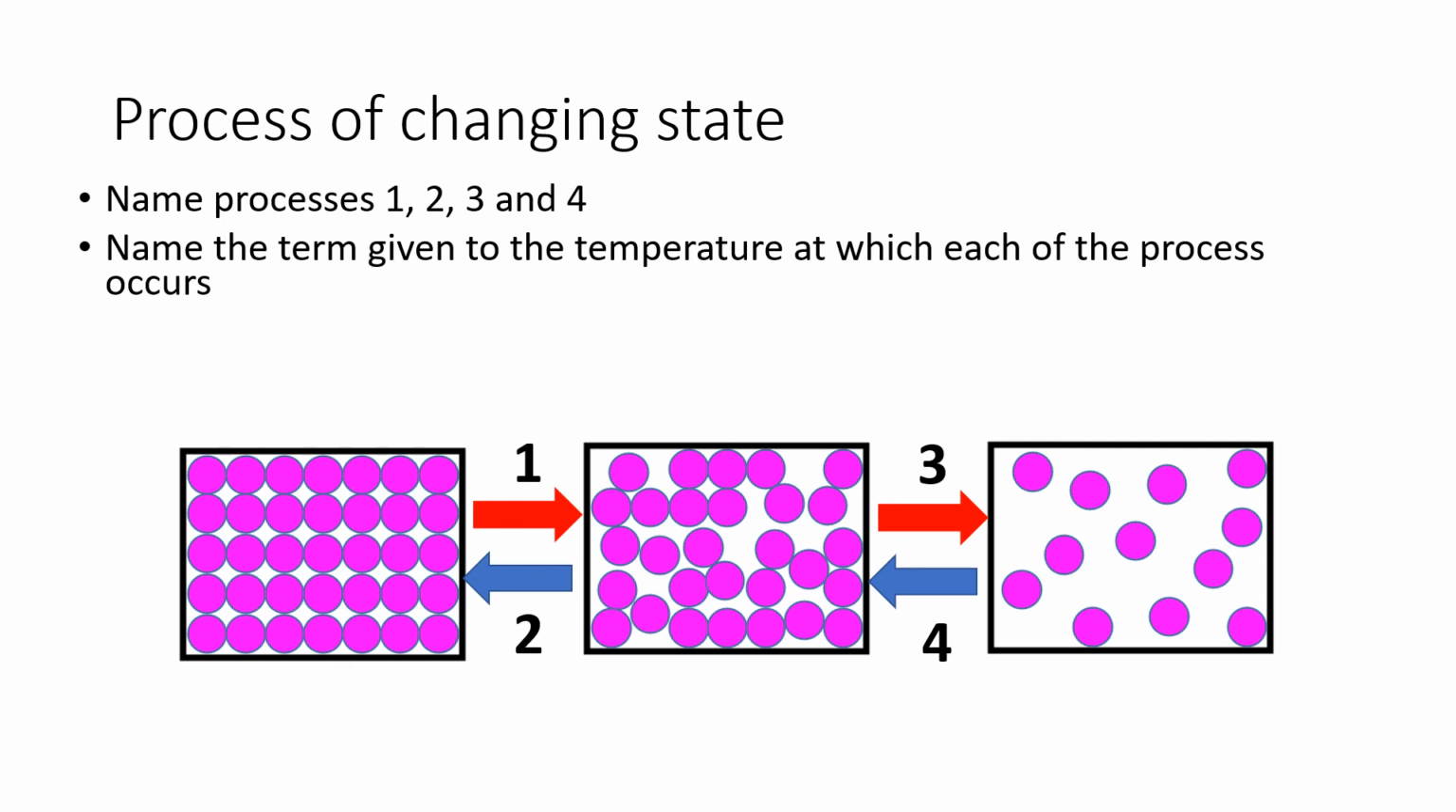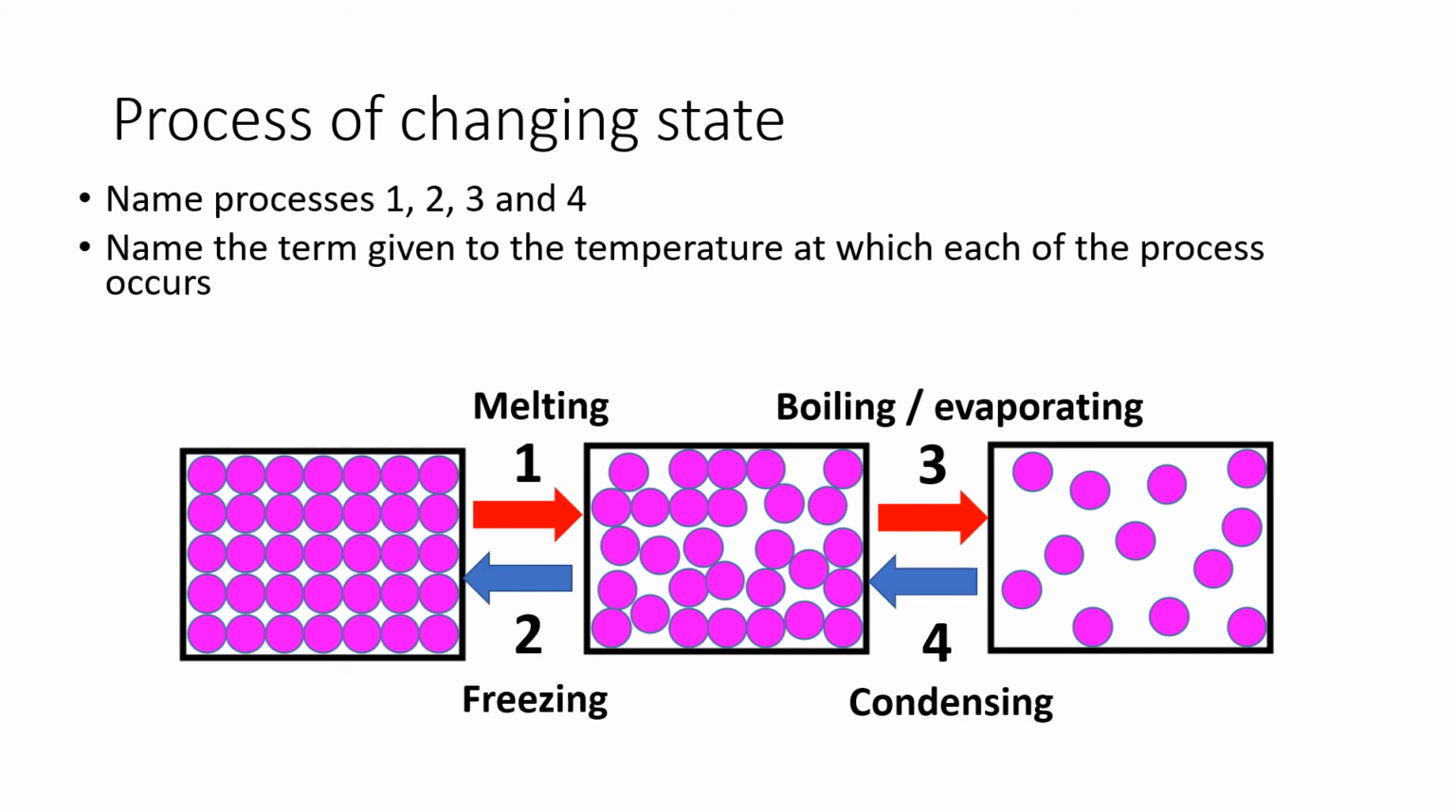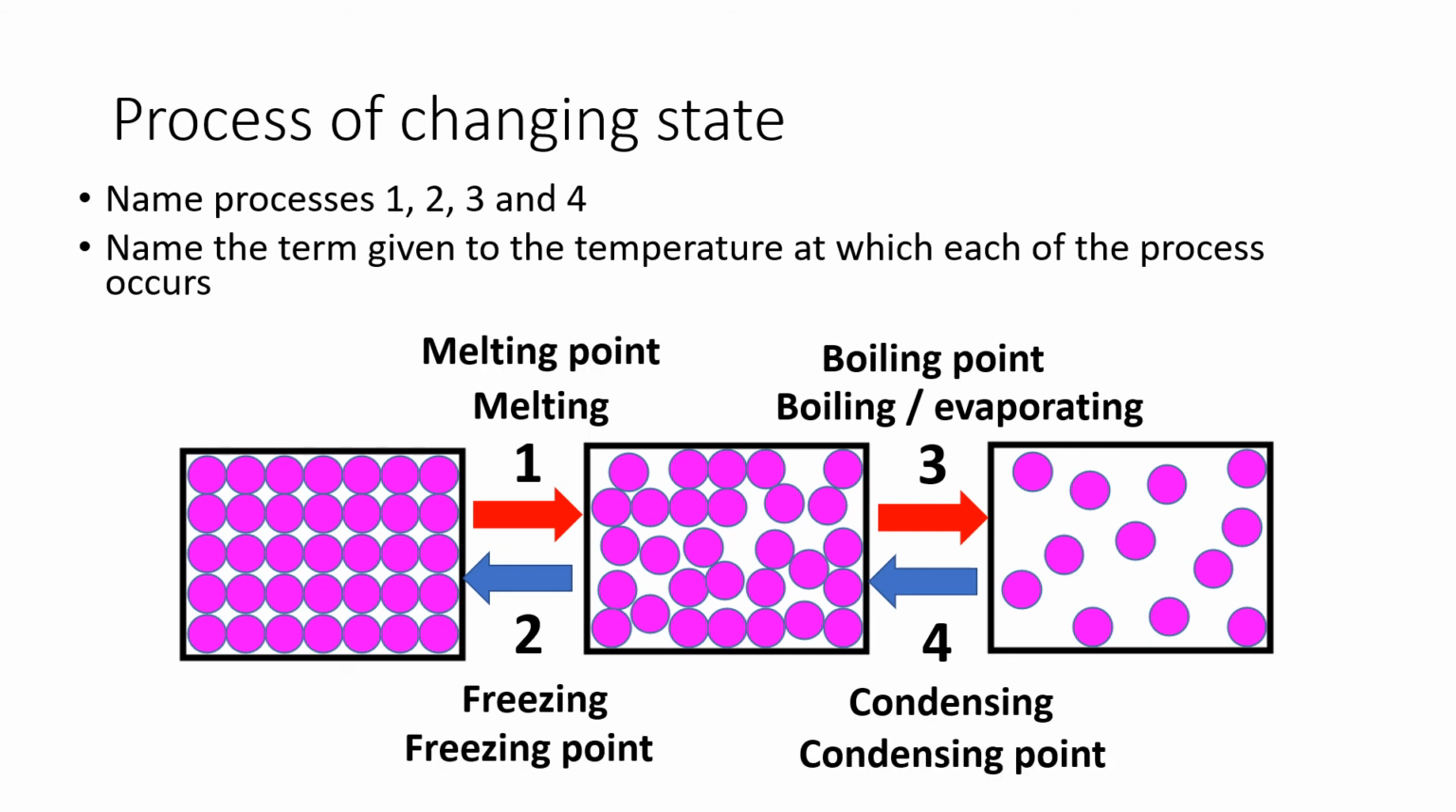Well, the four processes, when we're turning from solids to liquids, we call it melting. When it's going from a liquid back into a solid, it's freezing. From liquids to gases, it's boiling or evaporation, and from a gas to a liquid, we talk about condensation. And when we talk about the specific temperatures, we're not talking about numbers. What we're talking about is the melting point, the freezing point, the boiling point, and the condensing point.